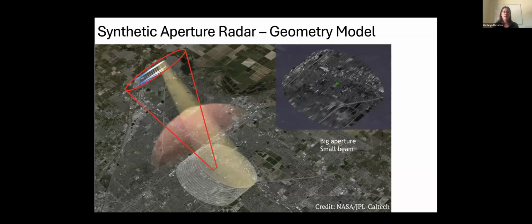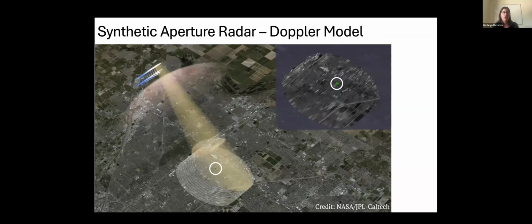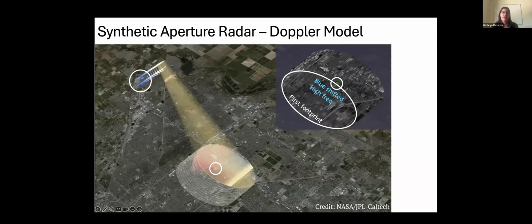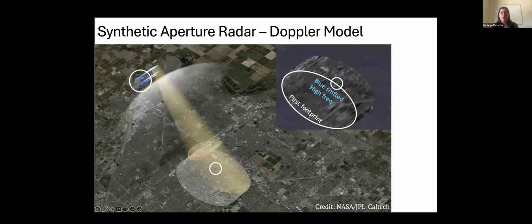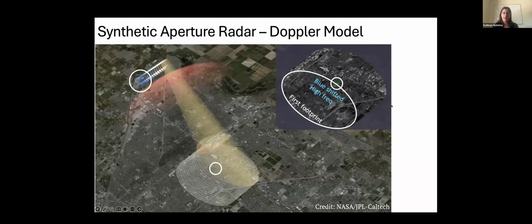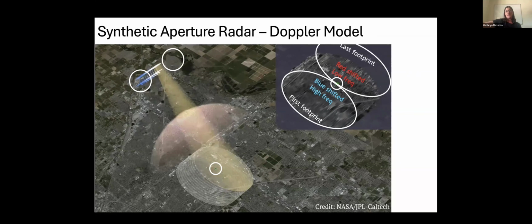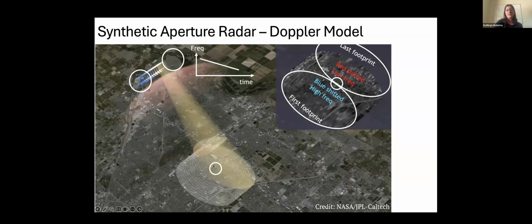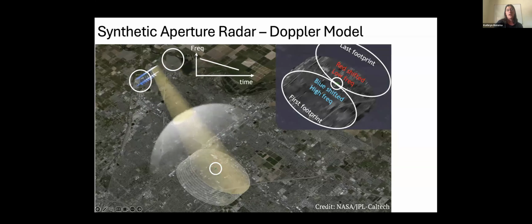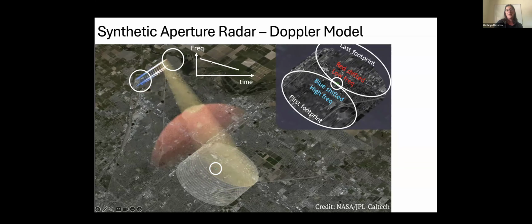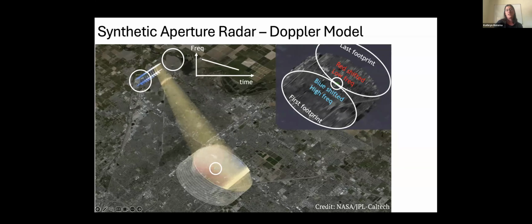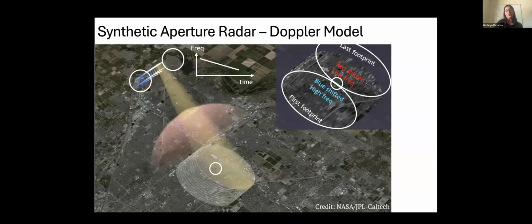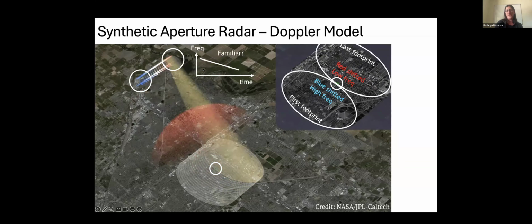There's also the Doppler model, which is that as the target pixel is first illuminated, we have a blue shifted reflected return. And as it is illuminated at the end, we have a red shifted or lower frequency return. And we can relate the return of this pixel by seeing the frequency of that return over time. So you see this here, the frequency changes over time as the satellite flies across, and the Doppler shift catches returns from that pixel. So this looks familiar, right?